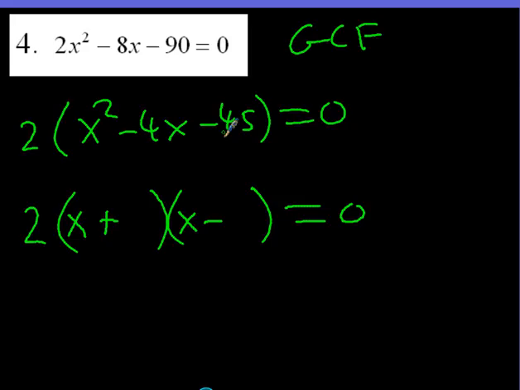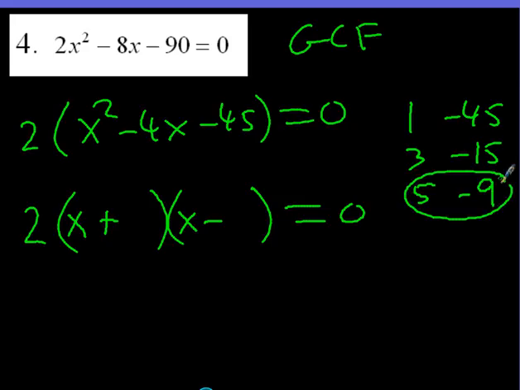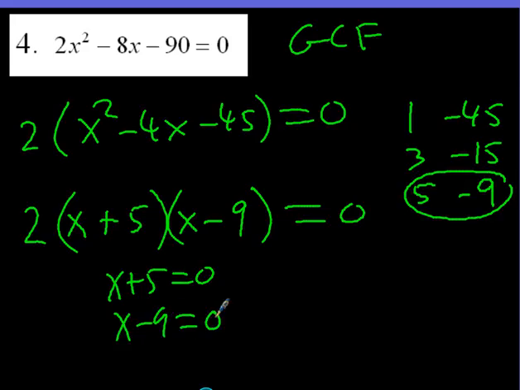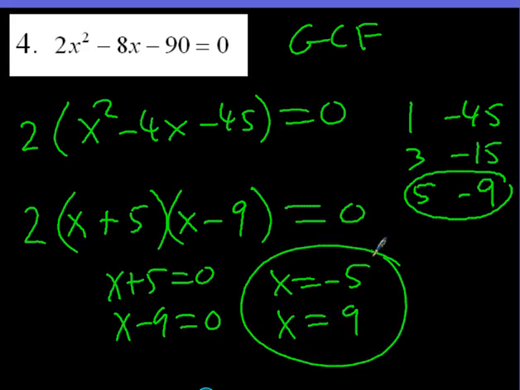And it's negative 45. So I've got 1 and negative 45. 2 doesn't go. 3 goes 15 times. 4 doesn't go. 5 goes 9 times. And 5 minus 9 is negative 4. So that'll work, okay? So again, x plus 5 equals 0. X minus 9 equals 0. So x equals negative 5. X equals 9. Those are the factoring questions, okay?